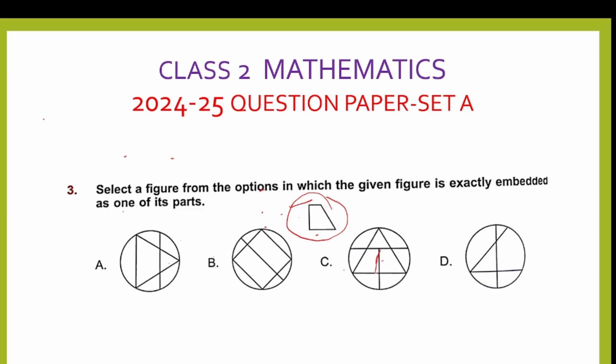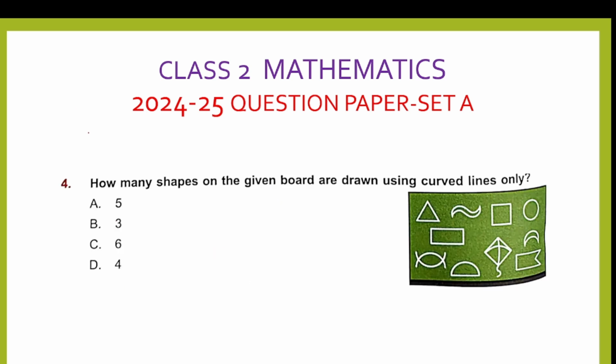because there is a figure like we have given, right? Yes. So this is option C. So this figure is exactly embedded as one of its given parts. Therefore, option C is the correct answer. Next question. How many shapes on the given board are drawn using curved lines only?